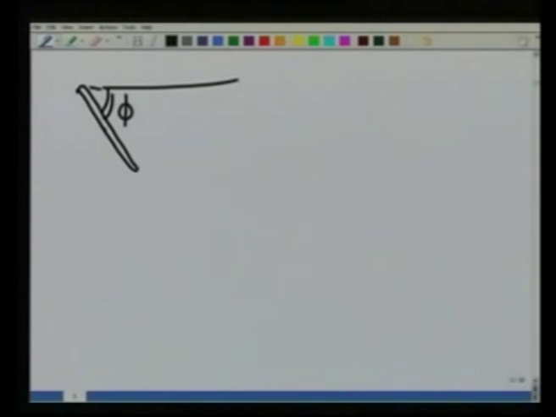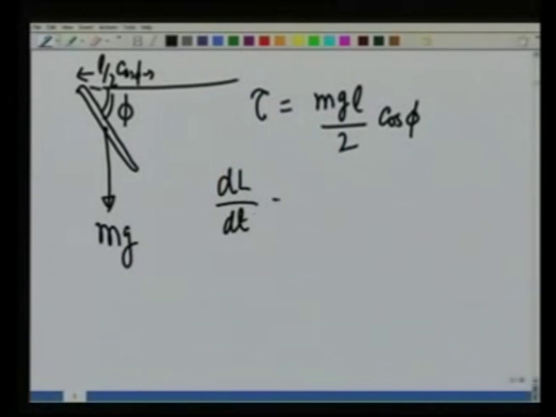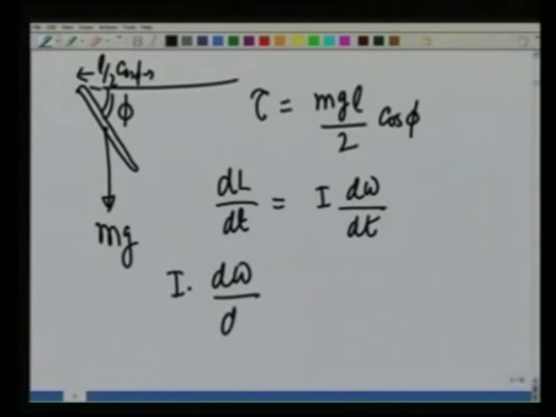At that point, all the force acts here, mg, and therefore, the torque that is being applied is going to be equal to m g L divided by 2 cosine of phi, because this distance is L over 2 cosine of phi, and this should be equal to dL dt, which is nothing but I about point O d omega dt, and therefore, I should have I, which is the moment of inertia, d omega over dt is equal to m g L divided by 2 cosine of phi.